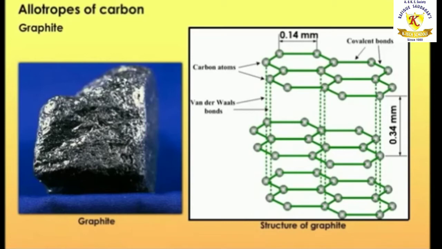These rings constitute huge sheets or layers of atoms. Carbon-carbon bond length in rings is 1.42 Angstrom. Are you getting me, children? Yes.